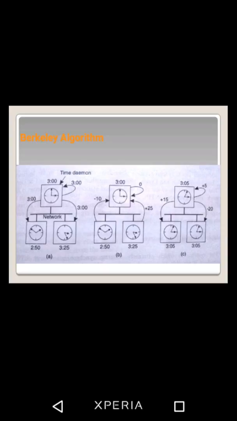In figure C, the daemon computes the average and tells each machine how to adjust their clock. It sends the first machine plus 15 and the second machine minus 20. In this way, the Berkeley algorithm synchronizes the clocks in different machines.